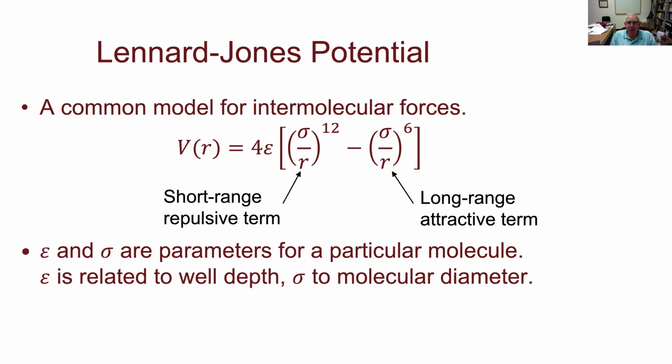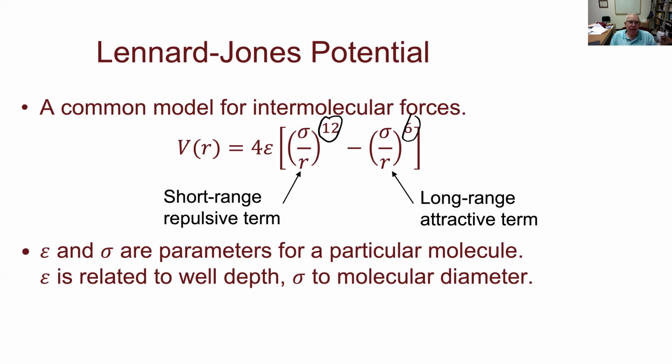A model that we often use on the chemistry side of things for describing intermolecular forces is something known as the Lennard-Jones potential, also sometimes referred to as a 6-12 potential because the exponents in there are 6 and 12, okay? What does it say?